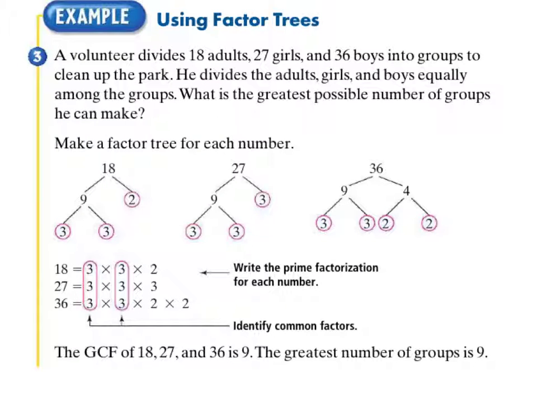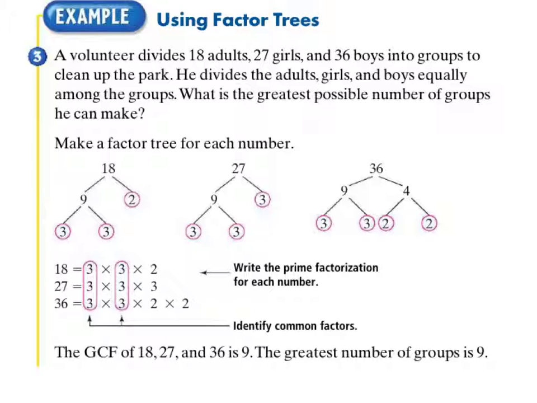The third way to find a greatest common factor is using factor trees. Say a volunteer divides 18 adults, 27 girls, and 36 boys into groups to clean up the park. He divides the adults, girls, and boys equally among the groups. What is the greatest possible number of groups he can make? So we'll use a factor tree to factor out 18, 27, and 36.